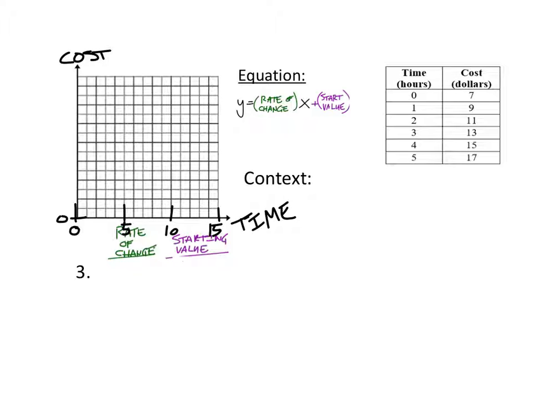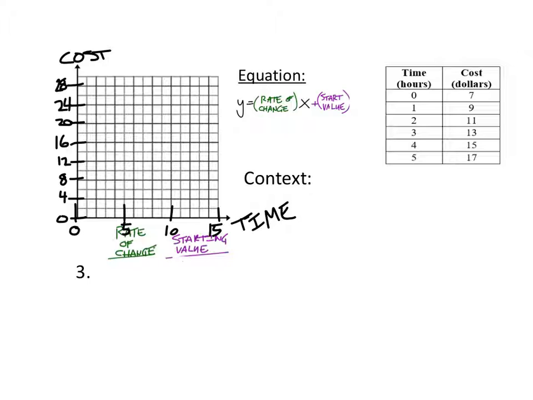And the cost will start at 0. And it looks like I'll go by, actually I'm going to go by 2 each for this one. So it'd be 2, 4, 6, 8, 10, 12. All right.